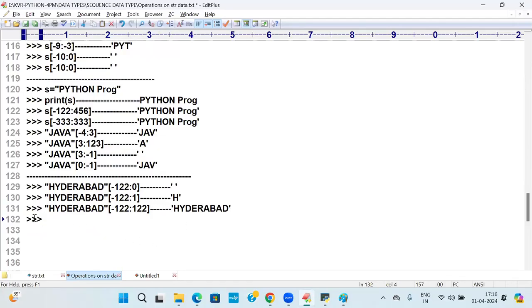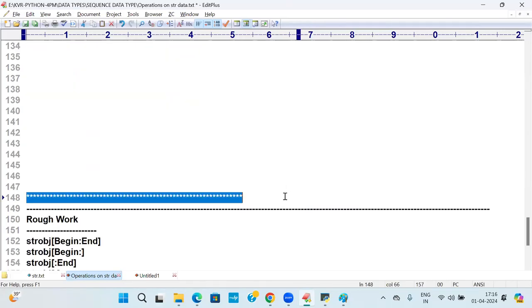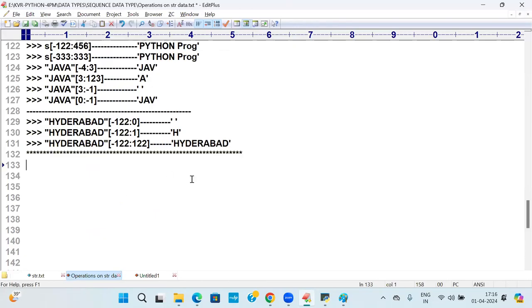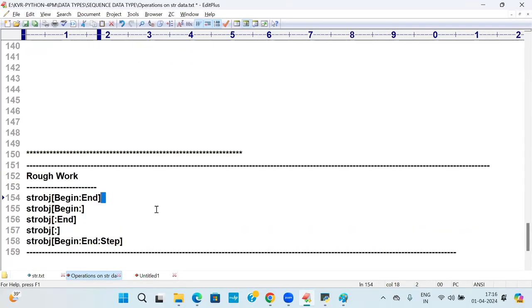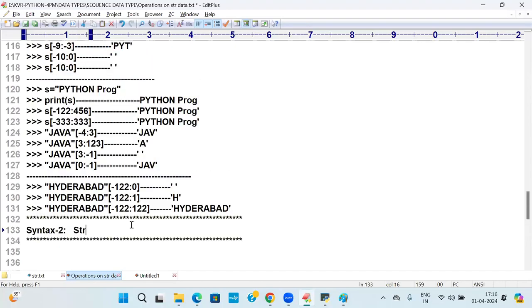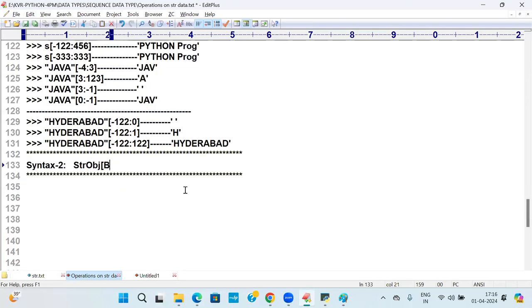So students, now see this. Here I'll start with syntax number 2. Coming to syntax number 2, see students, watch it. Here I'm going to take up, observe it. I'm writing strobj, strobj of, now begin index, begin index colon. Now I'm closing. strobj of begin index colon, end index I'm not writing.